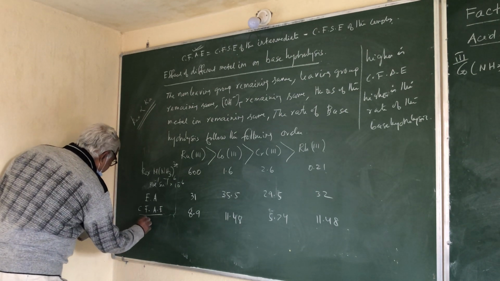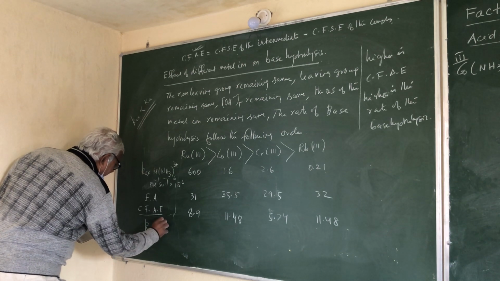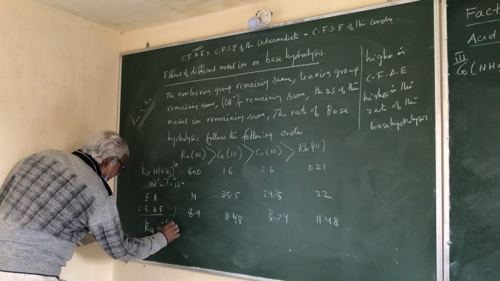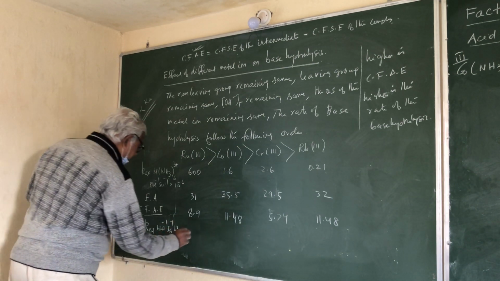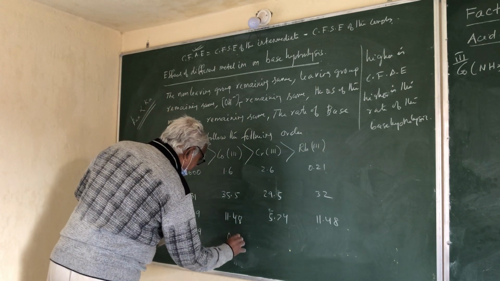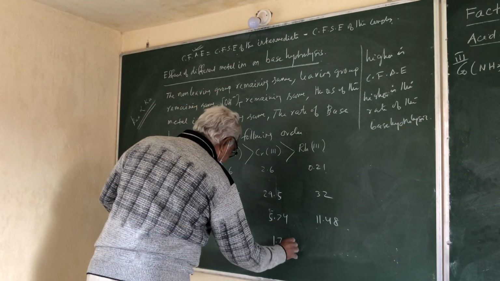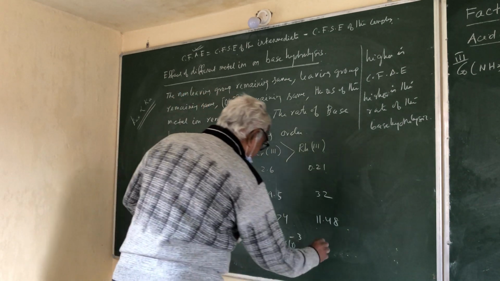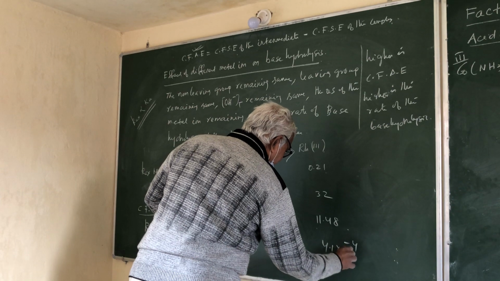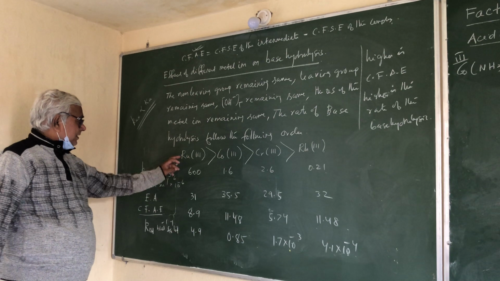Then the base hydrolysis rate constant. The values are 0.9, 0.85, 1.7 into 10 to the power minus 3, and 4.1 into 10 to the power minus 4. So here, the base hydrolysis rate constant of ruthenium is highest.